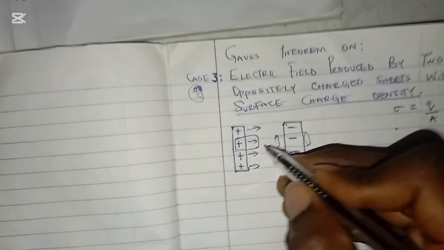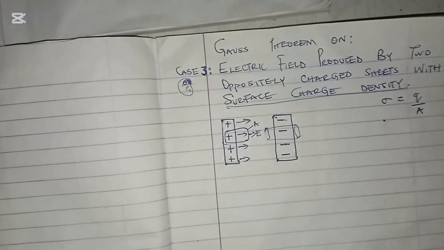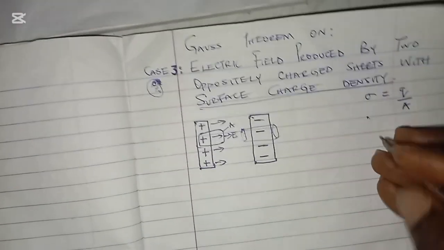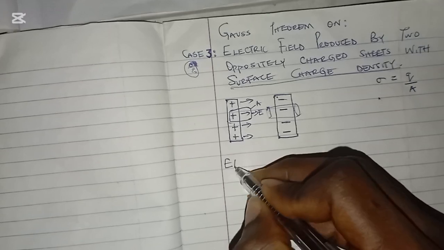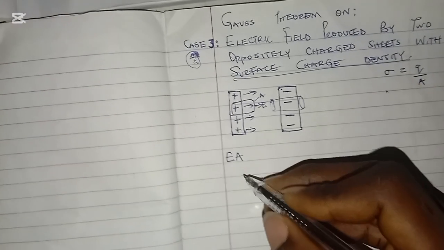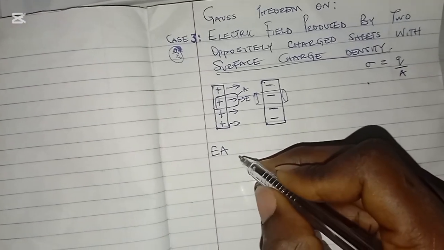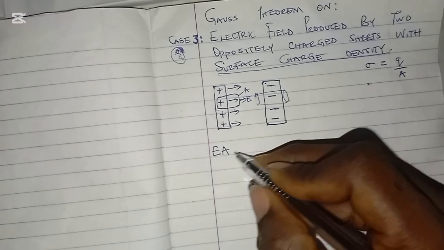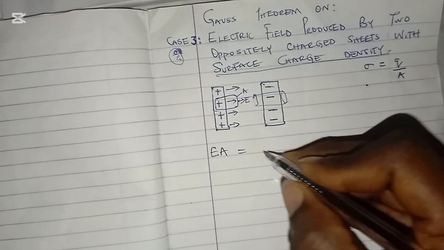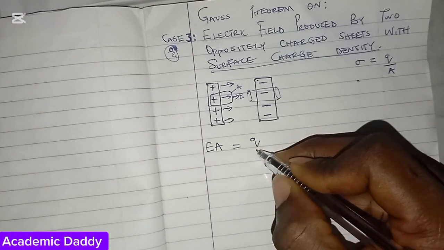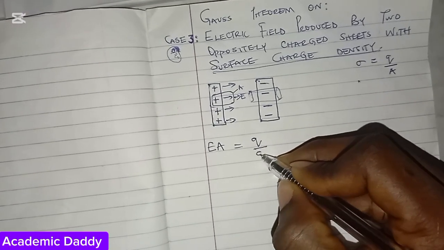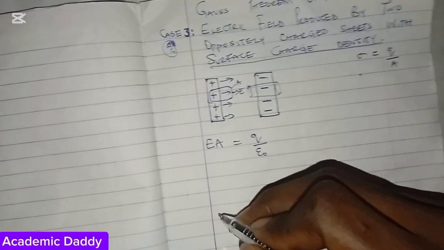What I will say is that there will be E on this, and this surface will have an area, same thing with this one. If that be the case, it simply means that I will apply the theorem of electric flux, which is the total electric field on an area. So EA is equal to Gauss's theorem, which states that electric flux is the total charge enclosed in a system over the permittivity, in this case permittivity of free space.